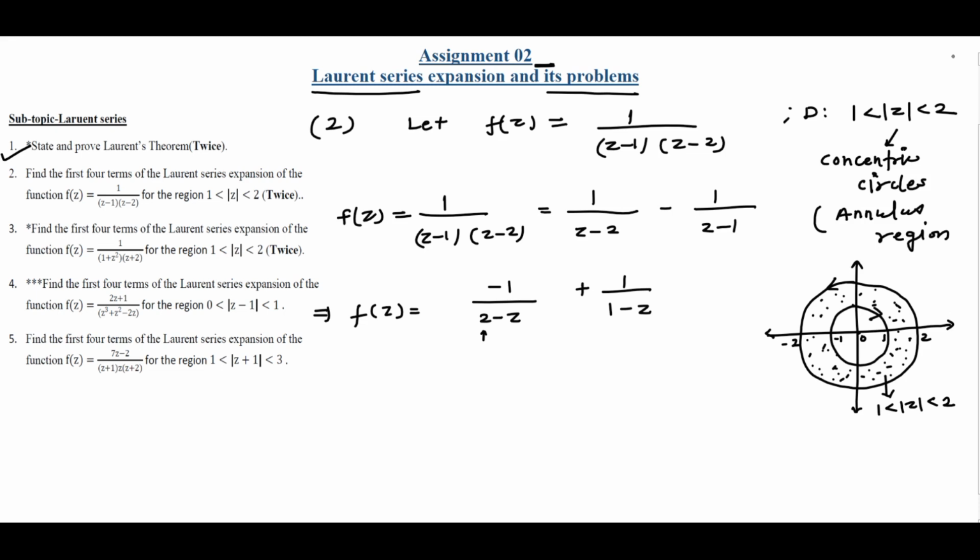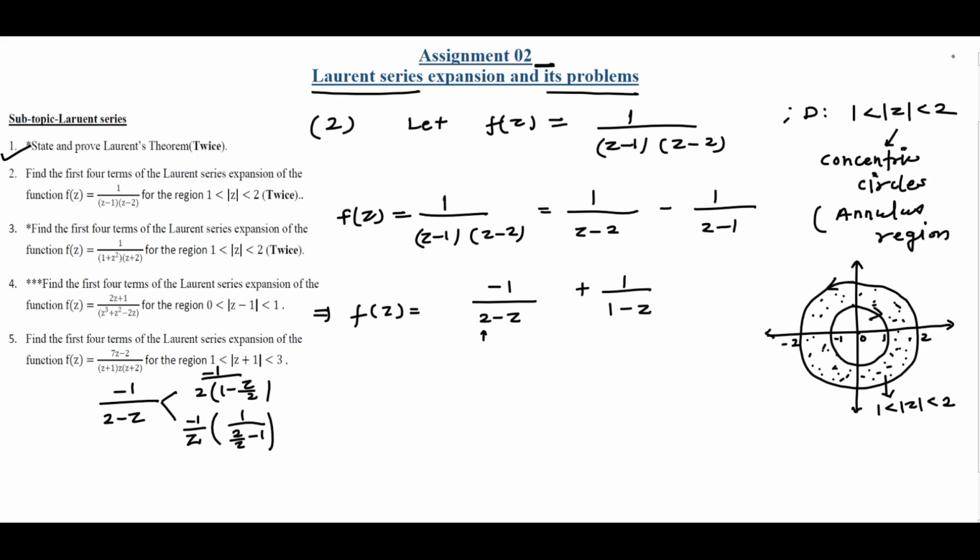So here we have two cases. If I take -1/(2-z), it can be written in two forms. First, the 2 is common, that is -1/2 times 1/(1 - z/2). Second, we take z common, that is -1/z times 1/(2/z - 1).